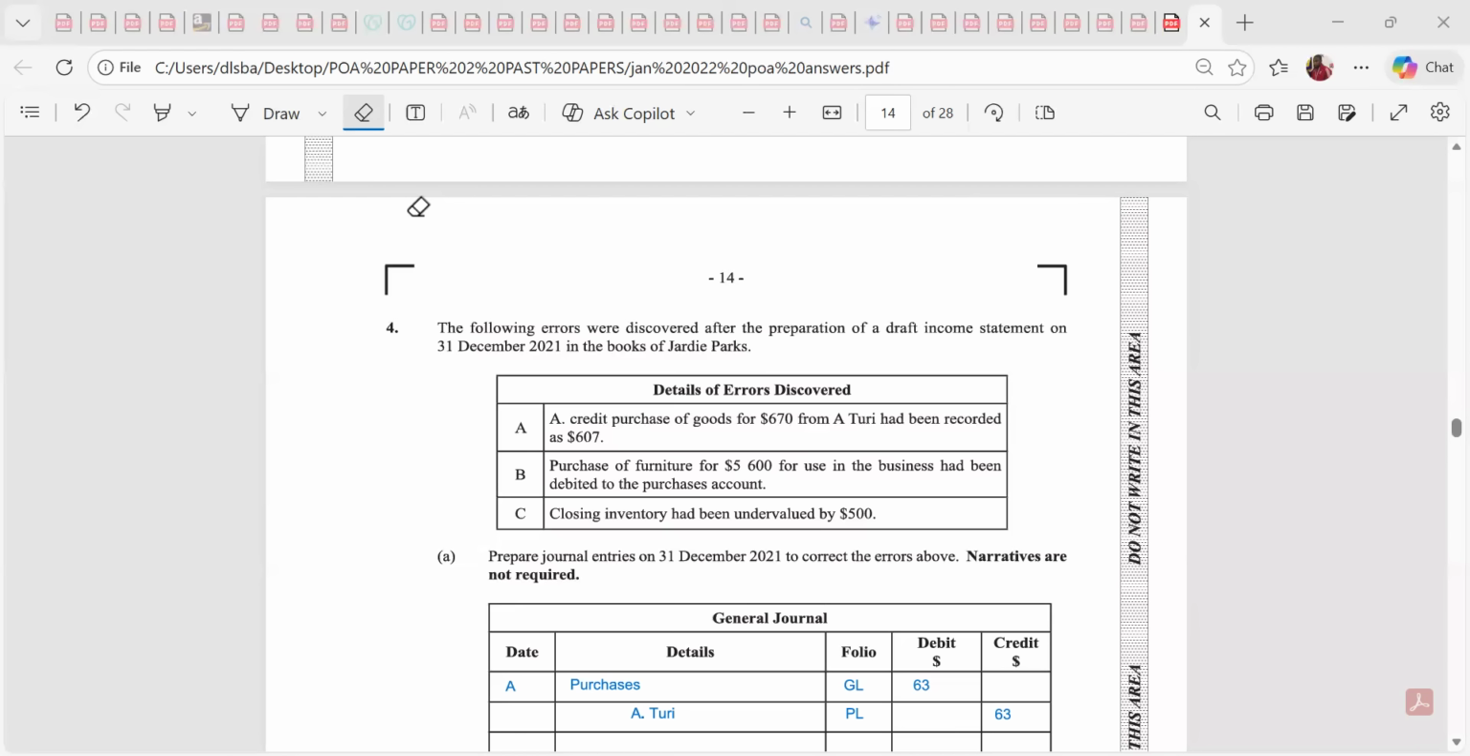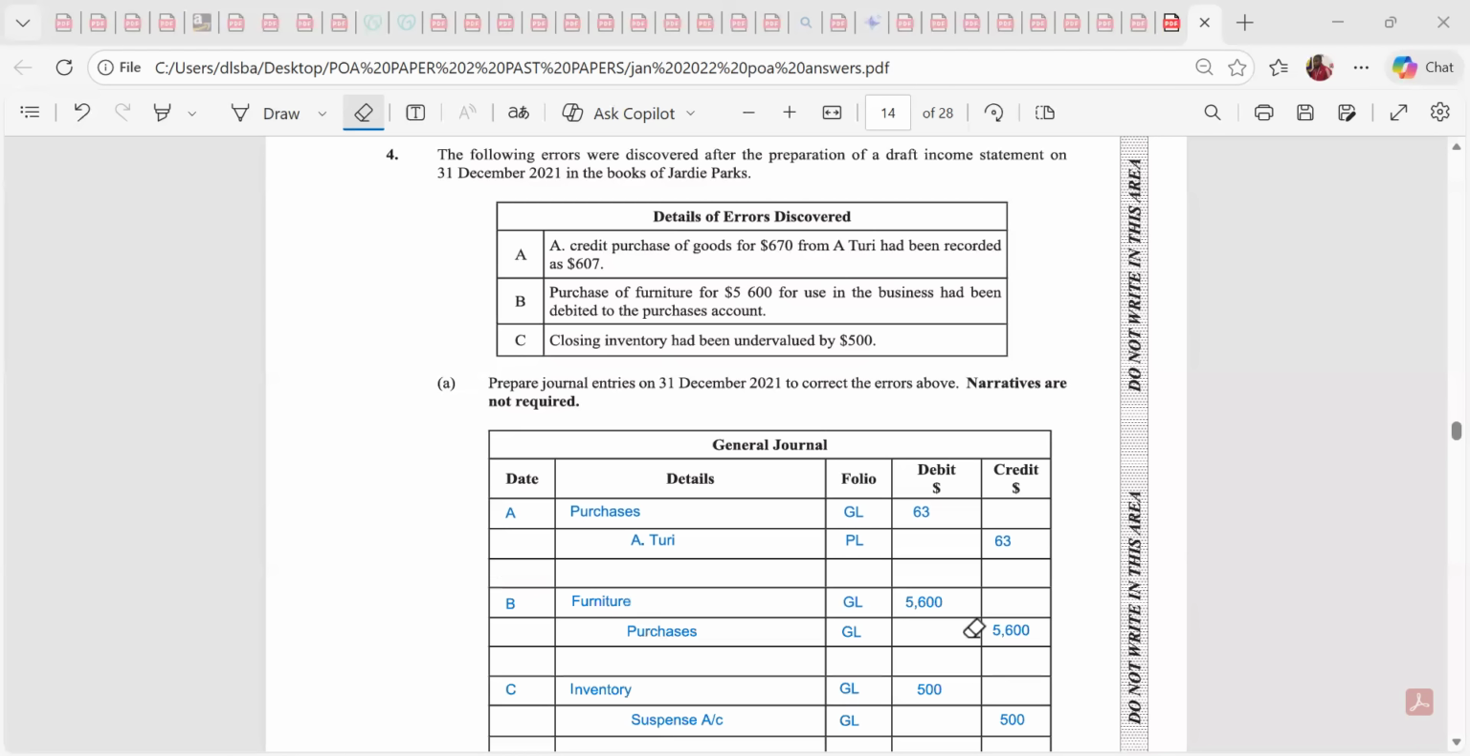How can we get it out of the debit side of purchases? By doing what? Credit purchases and debit furniture. Exactly. Credit purchases, debit furniture. Perfect. Just remember, in any general journal, always put what's being debited first.